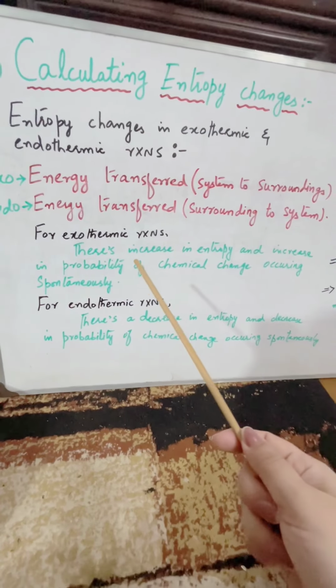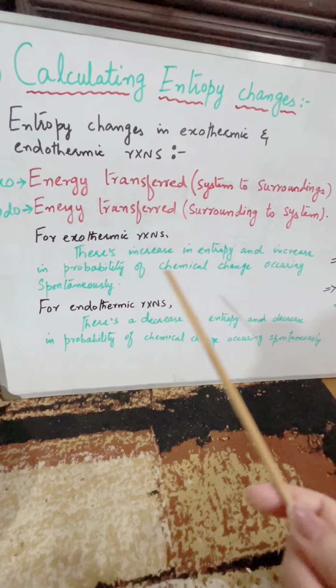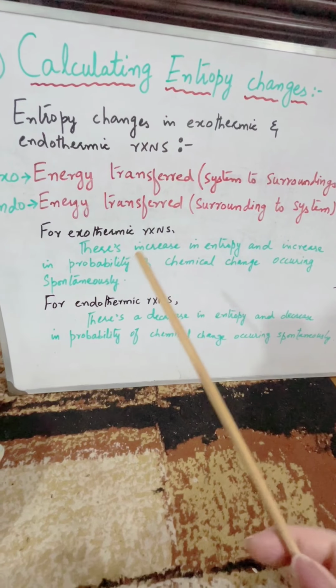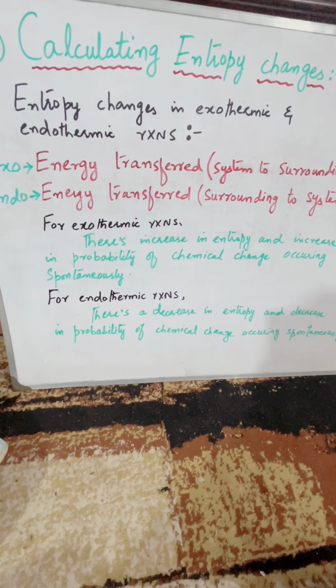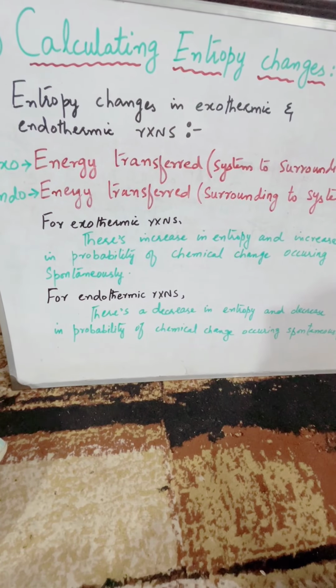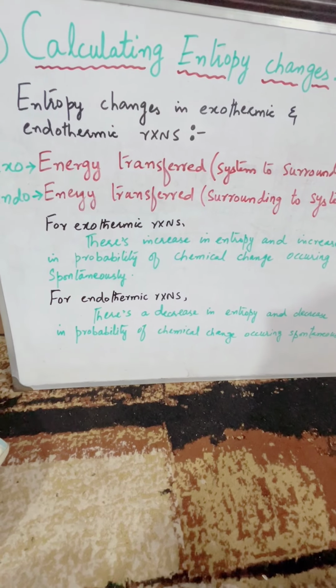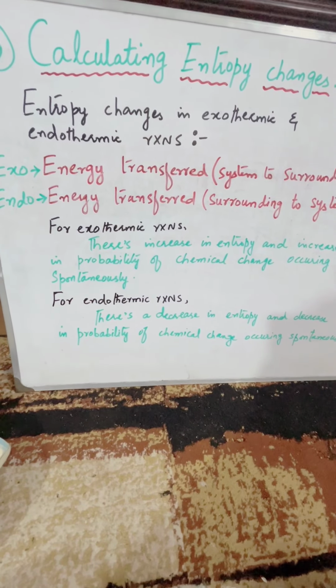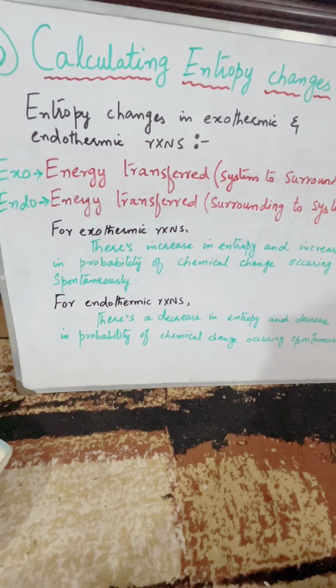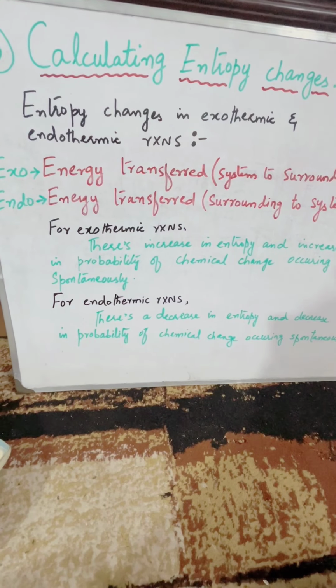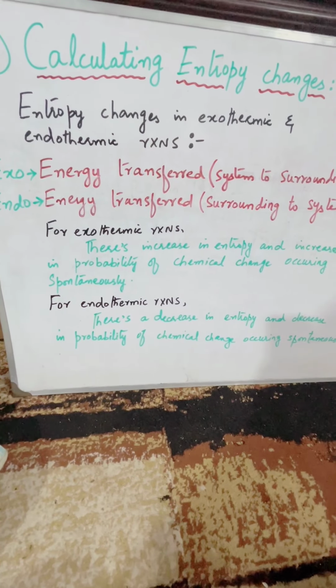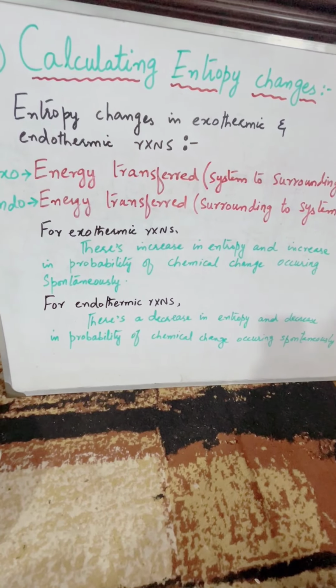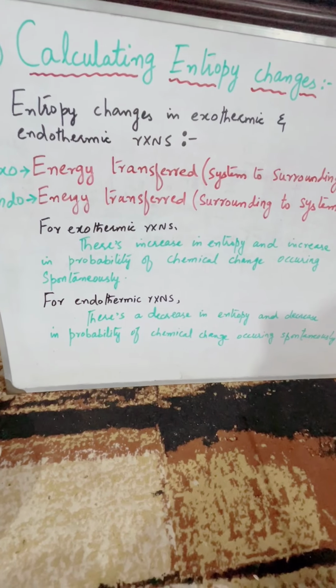For exothermic reaction, there is an increase in entropy and increase in probability of chemical change occurring spontaneously. For exothermic reaction, what happens is there is an increase in the number of ways of arranging the energy. This is because the energy goes into rotation and translation of molecules in the surroundings. So there is an increase in entropy and there is an increase in the probability of chemical change occurring spontaneously.